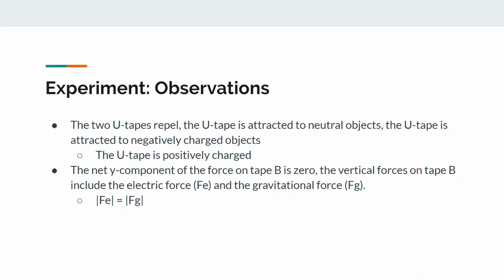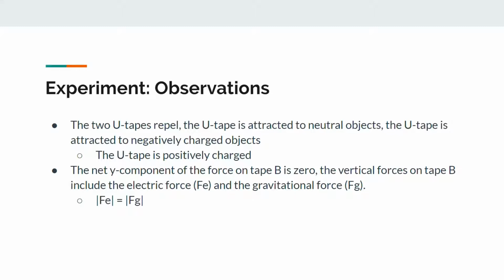model. During the experiment, it was found that two U-tapes will repel each other, and a singular U-tape is attracted to neutral objects and attracted to negatively charged objects. From these statements, we can infer that the U-tape is positively charged.